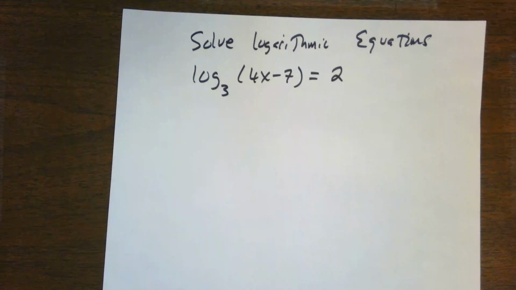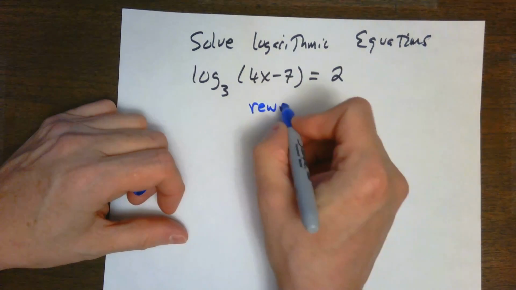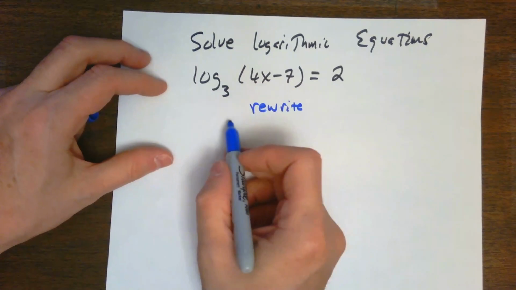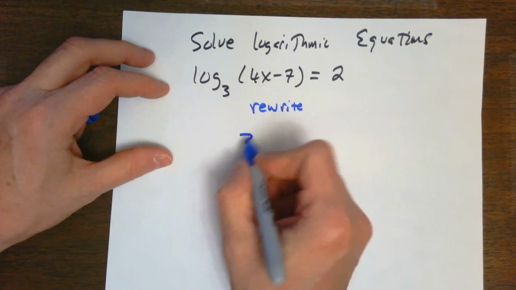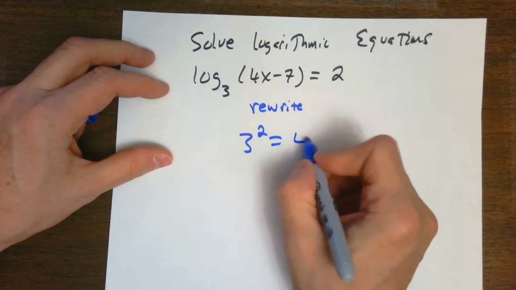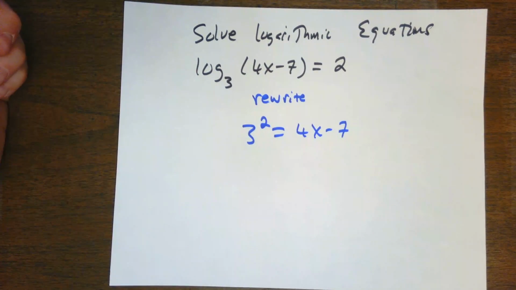How on earth would we solve this? We want to get x alone by itself, x equals something. You might be able to see that the key in solving these is going to be to rewrite it first. If I rewrite it in exponential form, I get 3 to the power of 2 equals 4x minus 7. And then all of a sudden this becomes easy.